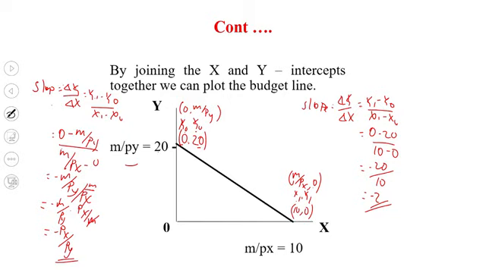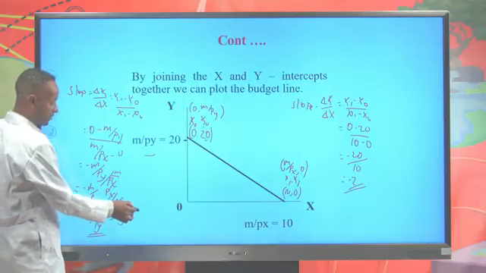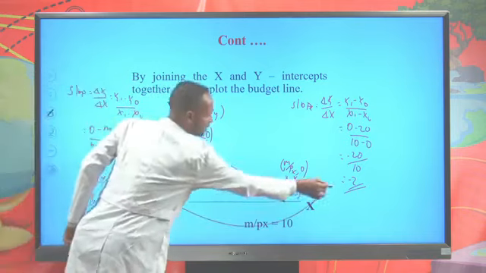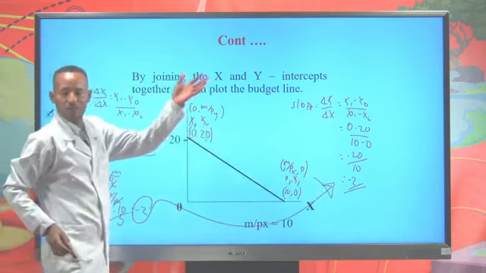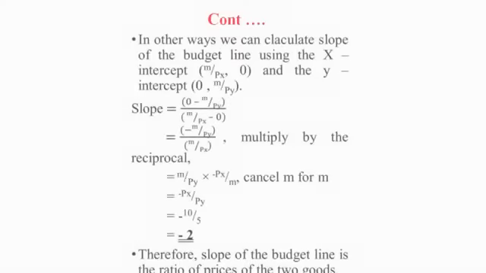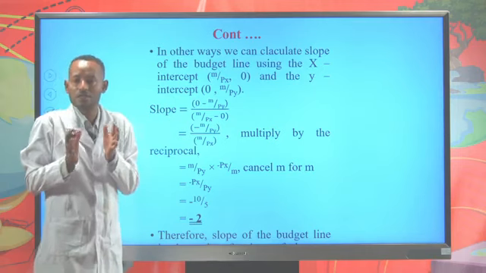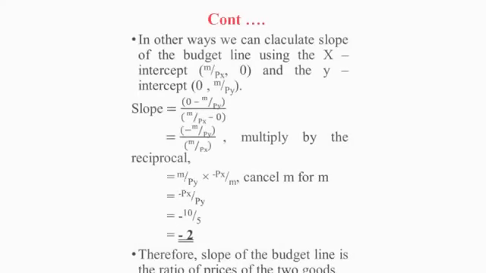And when we substitute from the previous example, the price of commodity x is given, which is 10 birr, divided by the price of y, which is also given, 5 birr, and this will give you minus 2, which is similar to what we got with the usual formula of calculating the slope of the budget line. So I showed you the slope of the budget line is the ratio of the prices of the two goods. In other words, we can calculate the slope of the budget line by dividing the price of X by the price of Y.